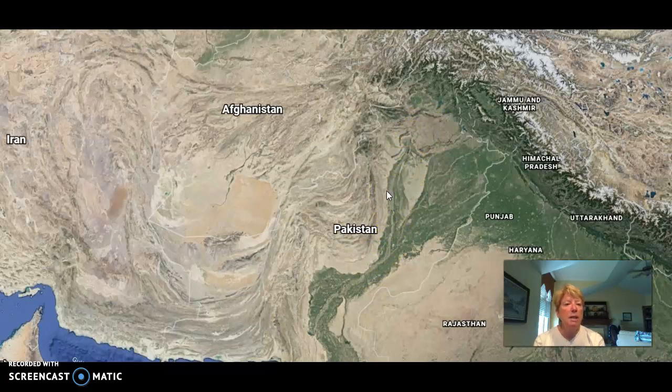And what we see here is that in order to get into this area, you must come through a very narrow pass called the Khyber Pass. And we believe that's how the Aryans, who were nomads from Europe, ended up in the Indian subcontinent.